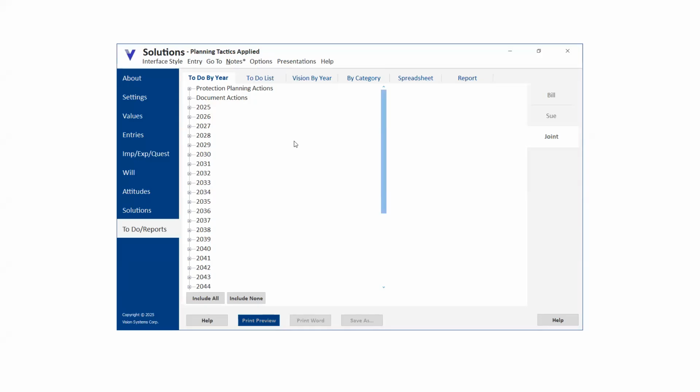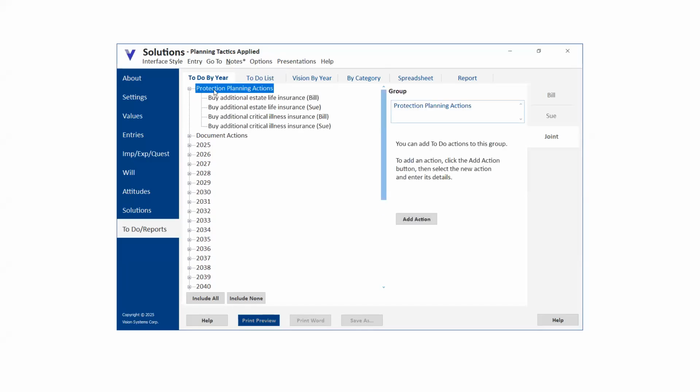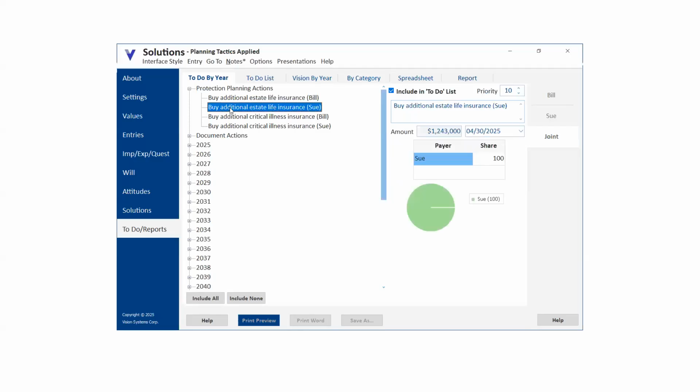What we're going to do now is look at how the planning tactics are integrated into the different reports. There are a couple of things you need to do. It's not 100% automatic. One of those things that you need to do is to look at protection planning actions and see what actions need to be taken and include those in the report.